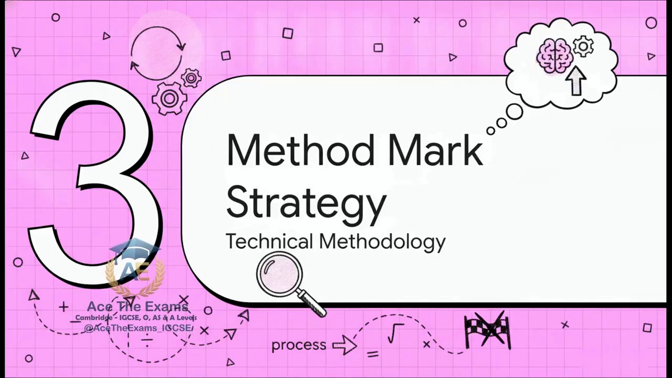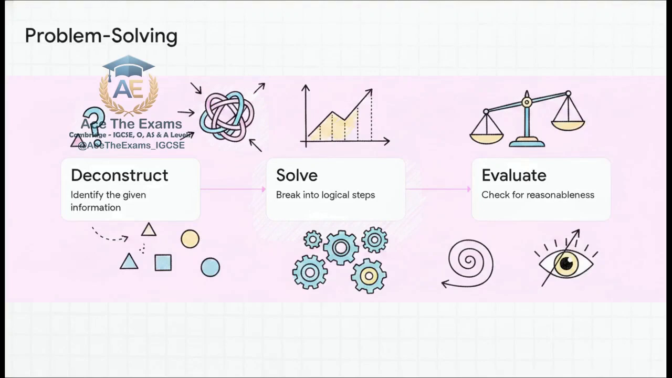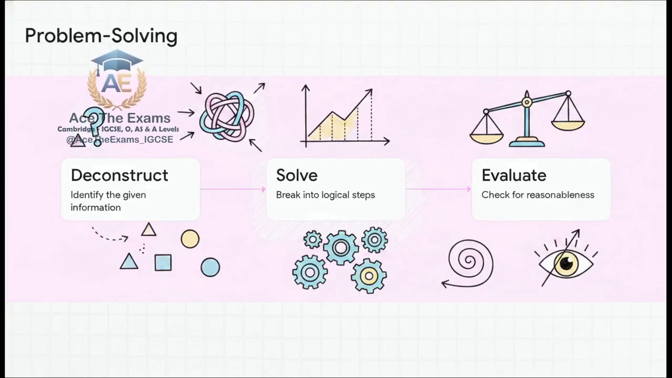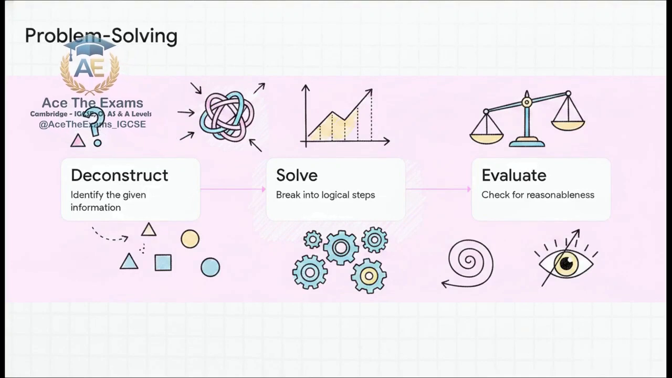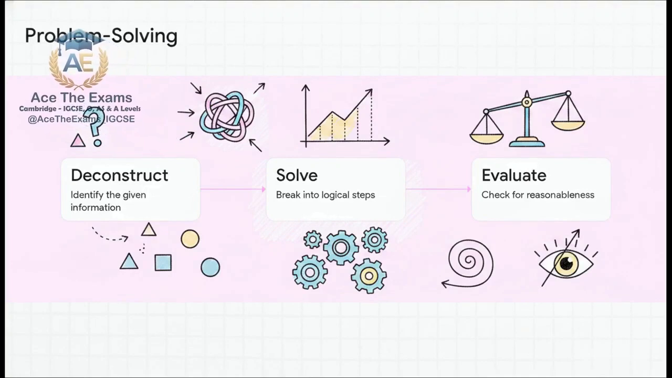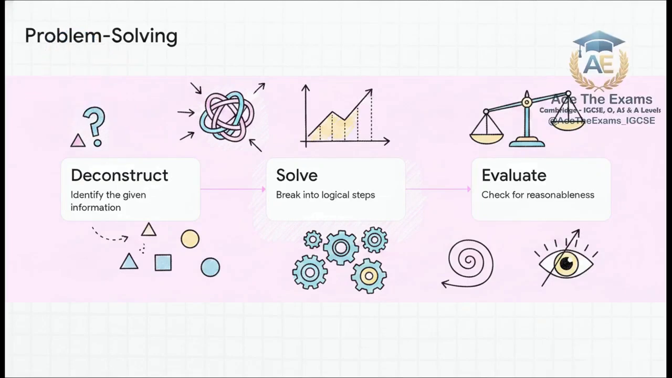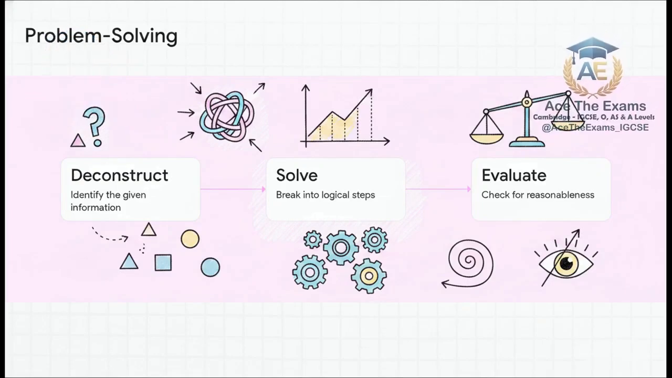Section 3. The Method Mark Strategy. If there is one thing you take away from this explainer, let it be this strategy. Cambridge rewards the journey of your mathematics. Here is that problem-solving methodology broken down. Step 1. Deconstruct the given information. Step 2. Solve systematically. Step 3. Evaluate for reasonableness.